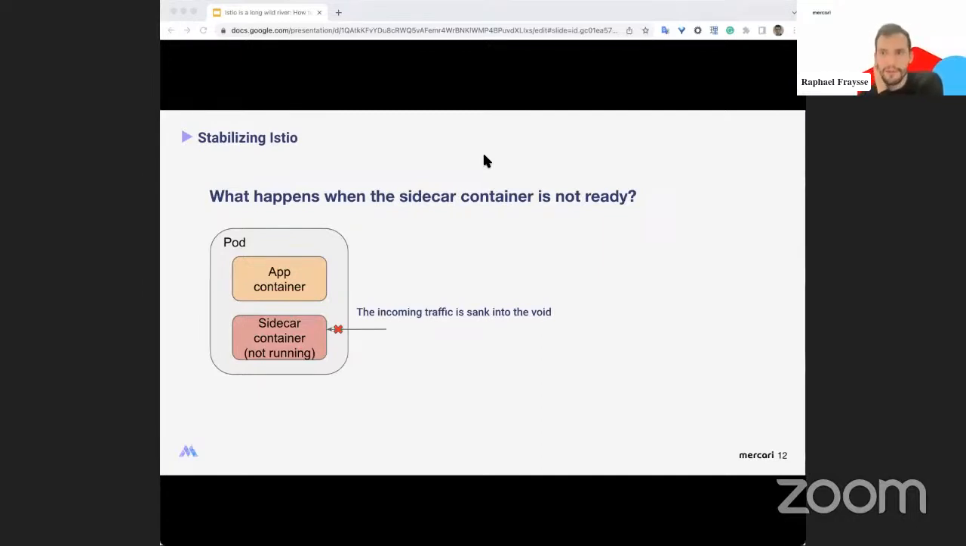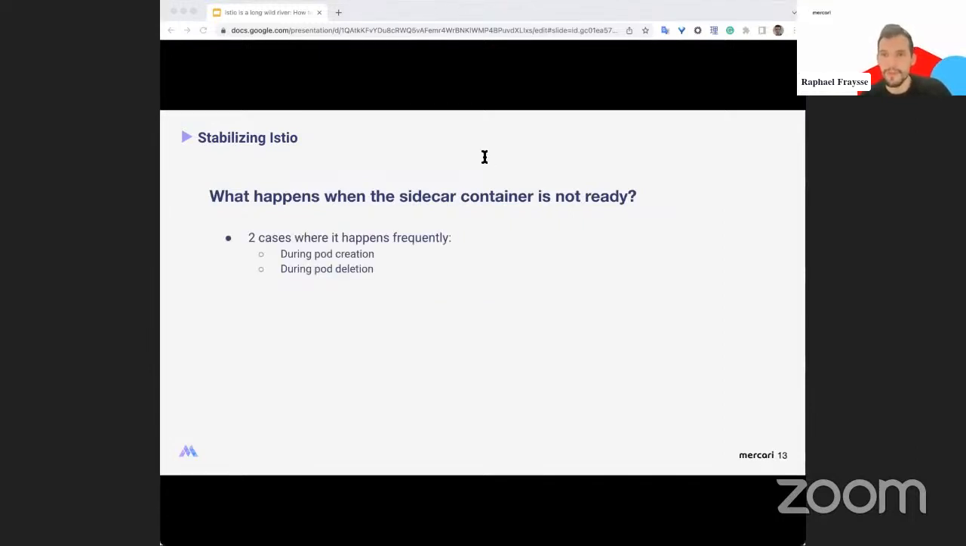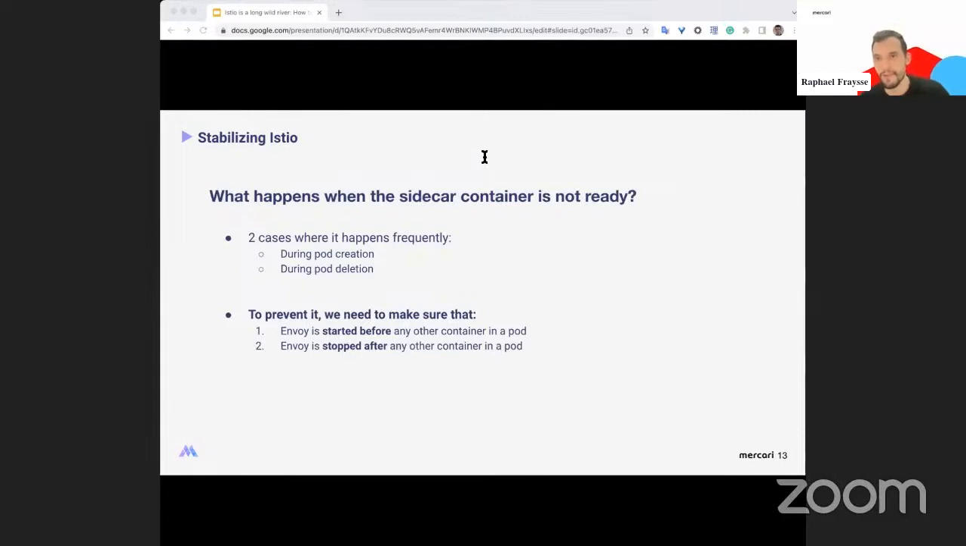And if your sidecar container is not working or not running, then the traffic is sunk into the void because there is no application to listen to it. Same thing for the outgoing traffic. The app container will send it to the local sidecar container that is not ready, and the traffic will be void. So there are huge issues, especially in rollouts, when we change our deployments and roll out new pods, this kind of thing can happen. So we really need to improve the reliability of the lifecycle for the containers in our pod. First, we need to make sure that Envoy is started before any other container in the pod, but also stopped after any other container in the pod.